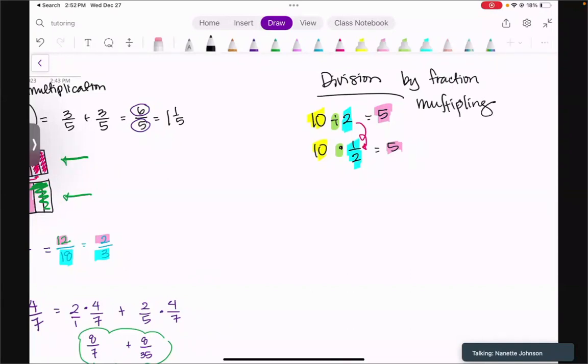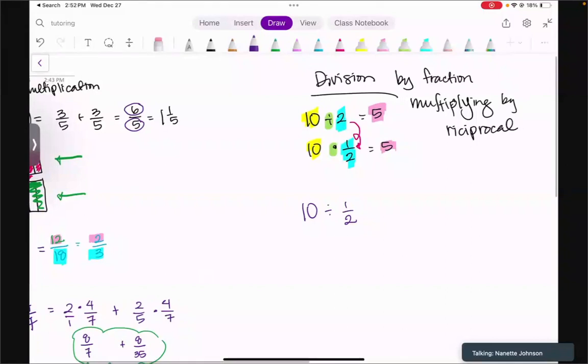Did I spell it right? Multiplying. Oops, I forgot a Y. Multiplying by the reciprocal. And the reciprocal means handstand. The fraction, the top goes to the bottom and the bottom goes to the top, just like when you do a handstand. Okay, so if I wanted to divide, I don't know, 10 divided by 1/2.